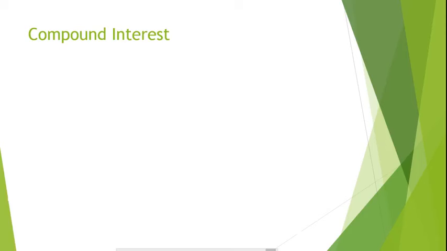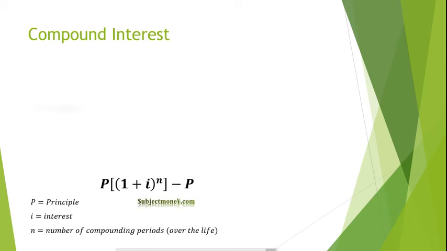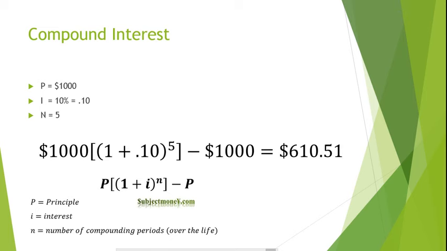Suppose you invested $1,000 in an investment that earned compound interest at a rate of 10%. How much interest would you earn if you held this investment for 5 years? Let's plug in our figures into the compound interest formula to find out. Note, if your interest rate is expressed as a percentage, then it needs to be divided by 100 so that it can be expressed as a decimal in the formula. So we would divide our 10% by 100, giving us a rate of 0.10.